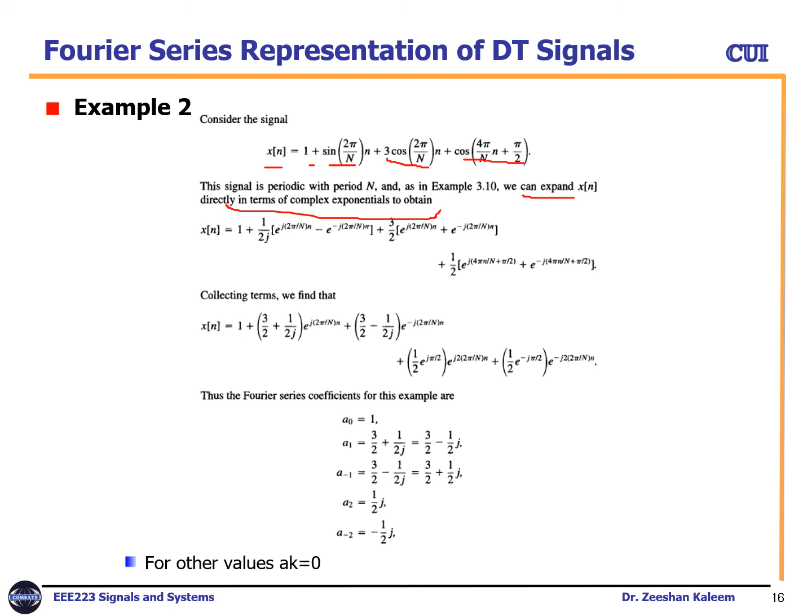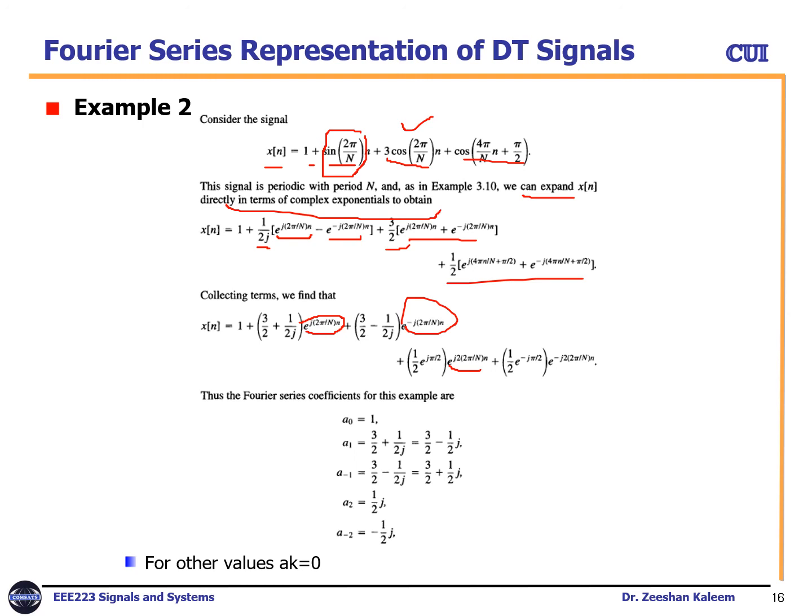We can directly expand sin(2πn/N) in terms of exponentials, because it is equivalent to 1 over 2j times (e^{j2πn/N} minus e^{-j2πn/N}), plus 3 by 2 times the corresponding exponentials by evaluating cos. Instead of cos, we are putting the exponentials. And similarly for cos(4πn/N + π/2), we are evaluating in this way. So collecting terms, we are gathering each similar type of term together.